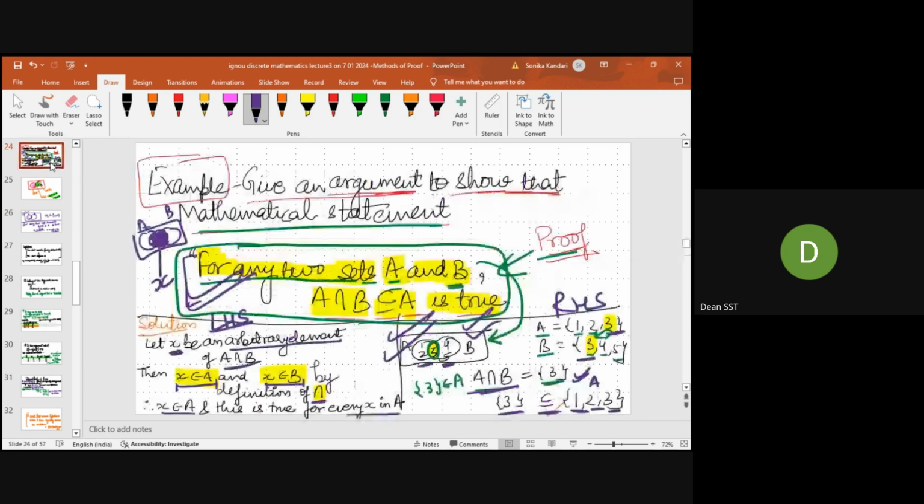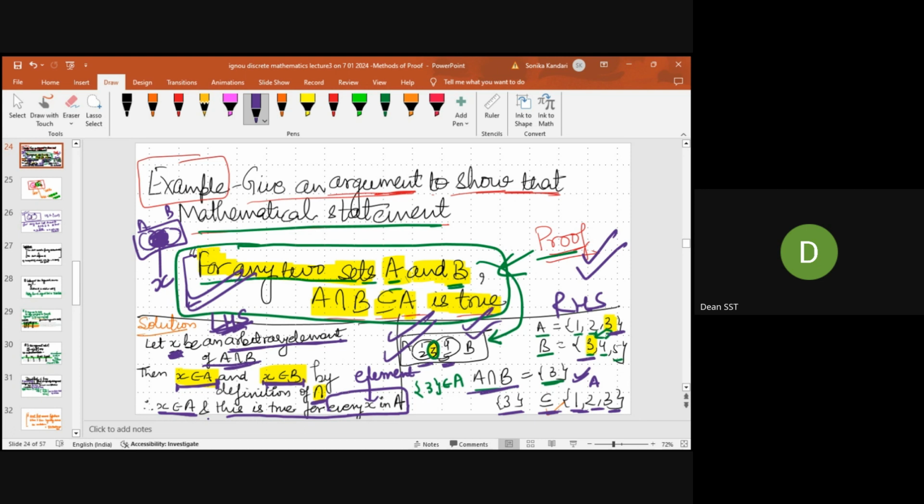Fine. So in here, see the left hand side where we are saying that let X be an arbitrary element of A intersection B. It says that X belongs to A and X belongs to B. And by definition of intersection, we can say X belongs to A, and this is true for every X in A, for every element in A. Fine. Is it clear? So what we have done? We have proved. This is one type of proof.